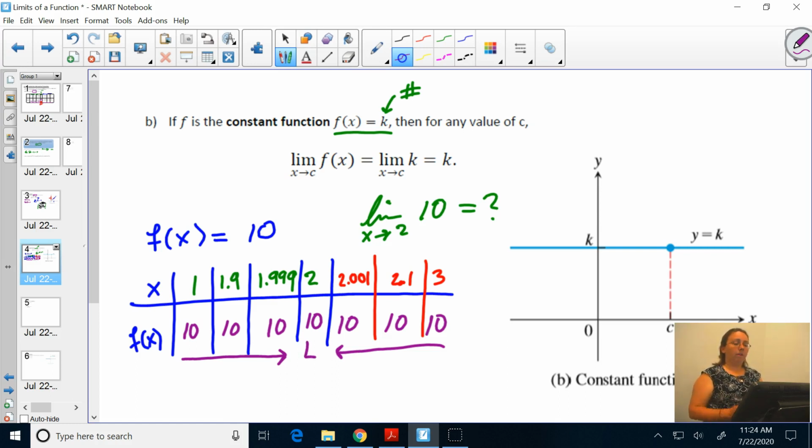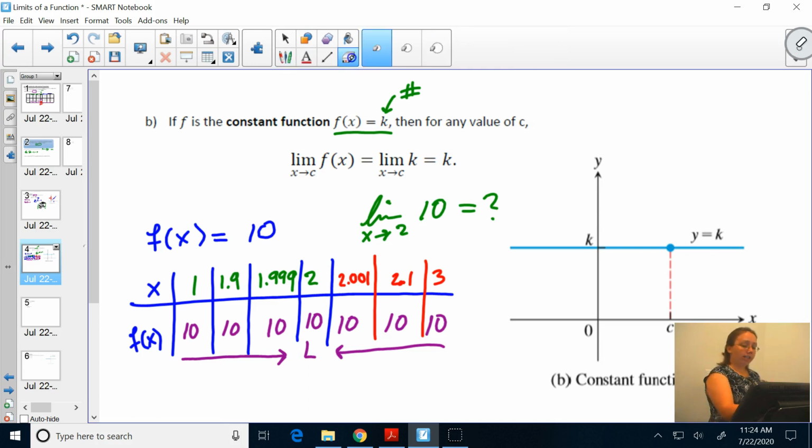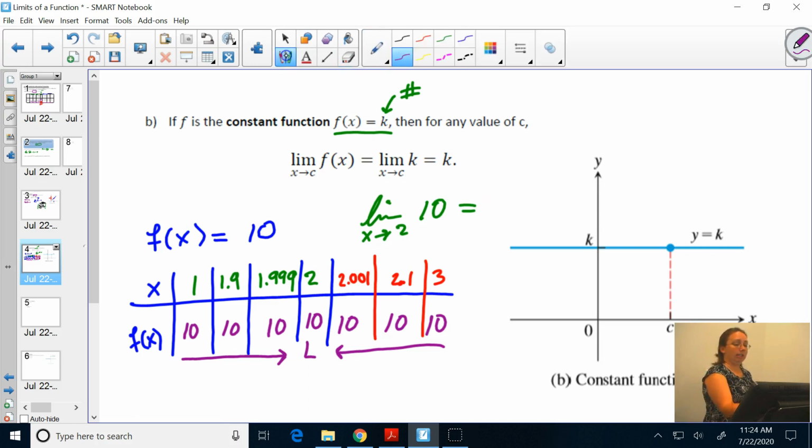So what does that mean? The limit of a constant function is the constant itself, 10. Okay? So those are 2 rules. Identity function: the limit of a function x is whatever you're trying to approach, the x value. The limit of a constant is the constant. So I have 2 examples.